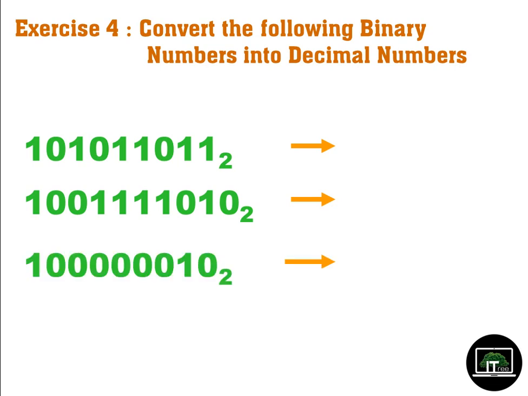1, 6 zeros, 1, 0 from binary to decimal. You do these things yourself, then you verify with my answers. I am giving you the answers just to verify your answers. I always request you to do these things by yourself and verify your answers with these answers.